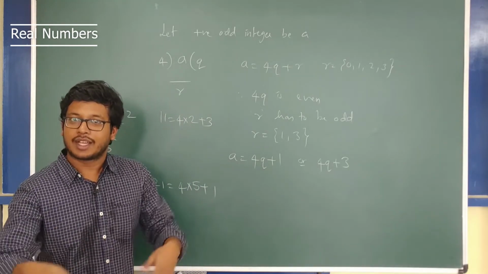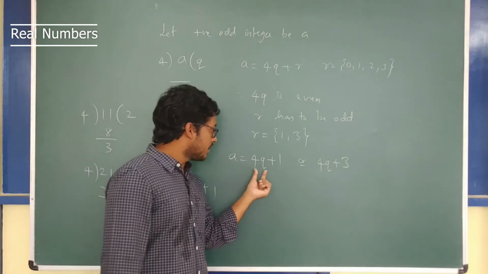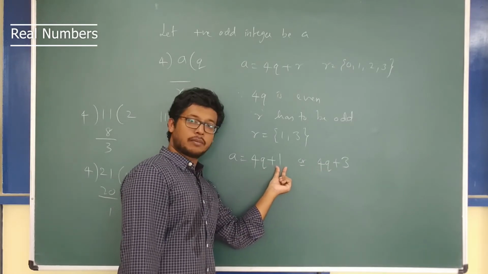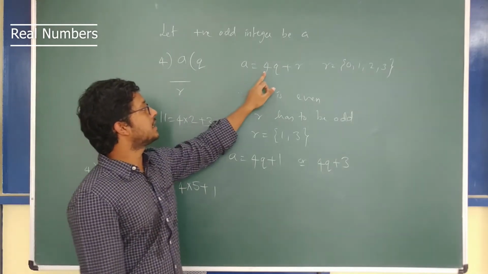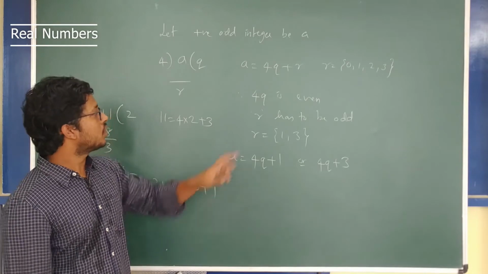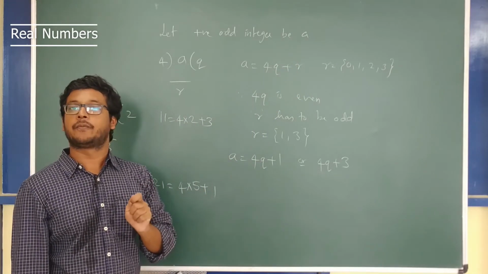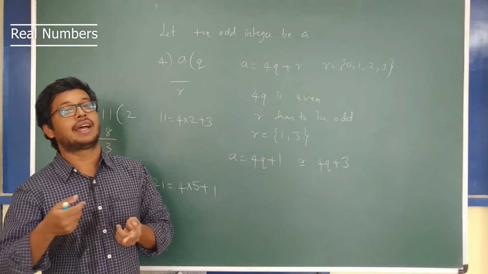Now you can think further. Just as a note, 4q is always an even number, and an even number added to an odd number gives an odd number. So if I ask the same question as 6q plus r, for any odd positive integer, 6q is again an even number, so r has to be an odd number.